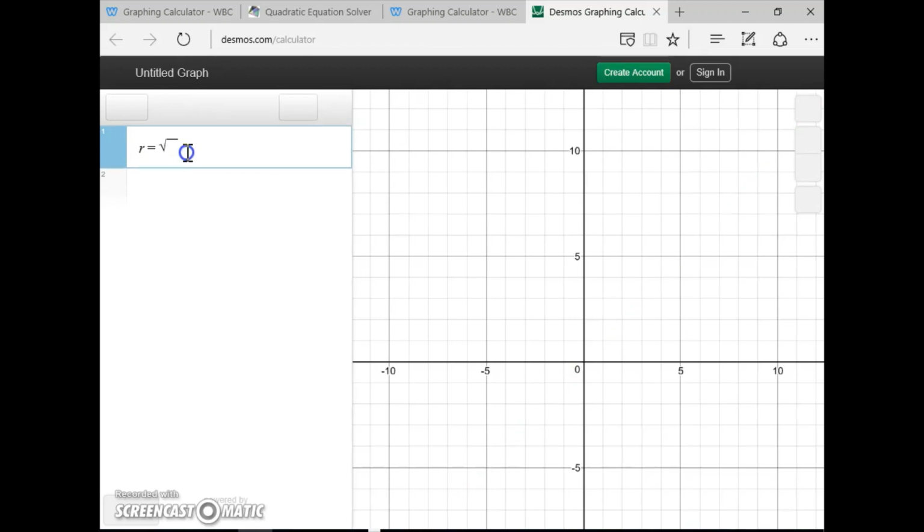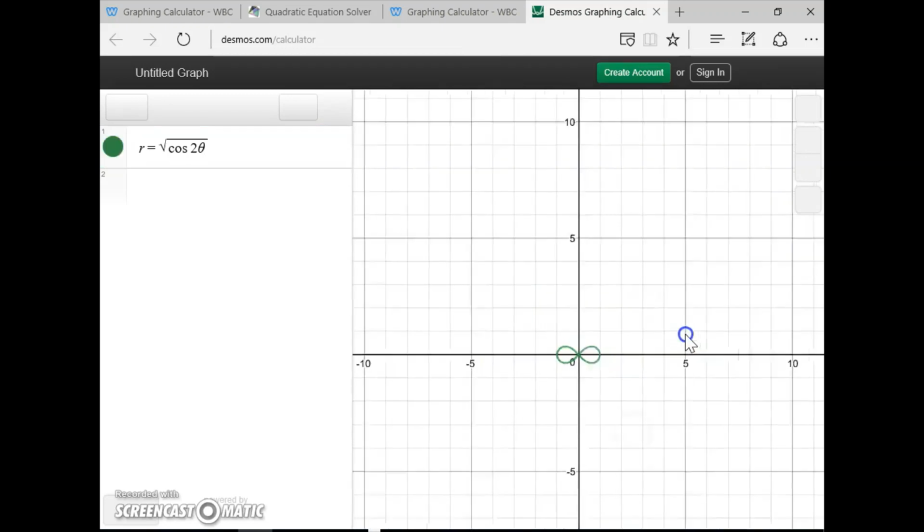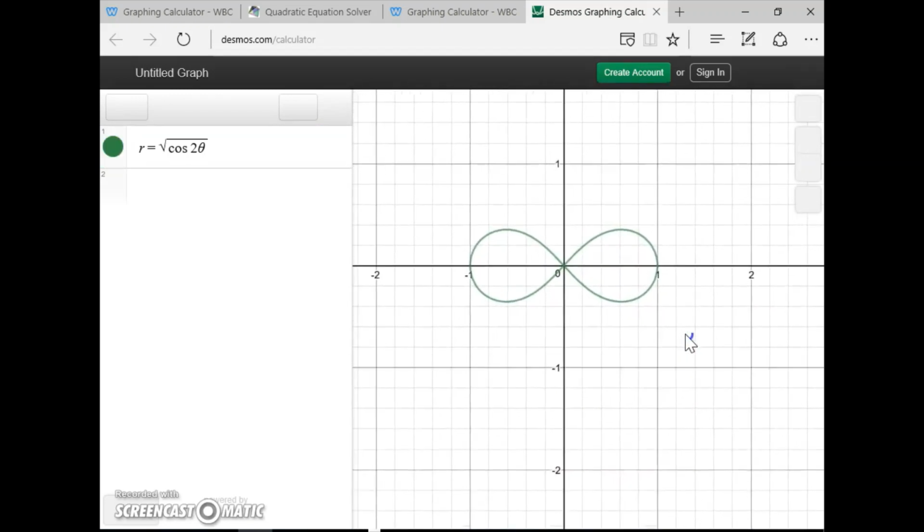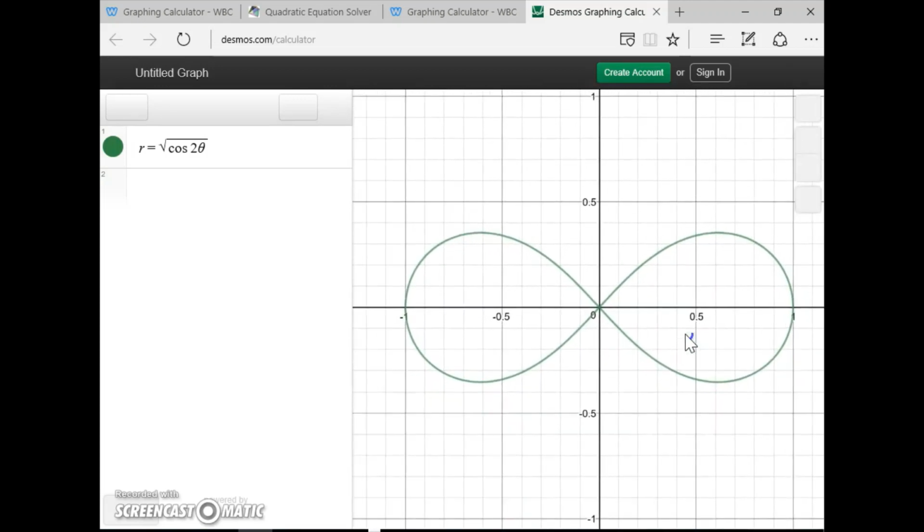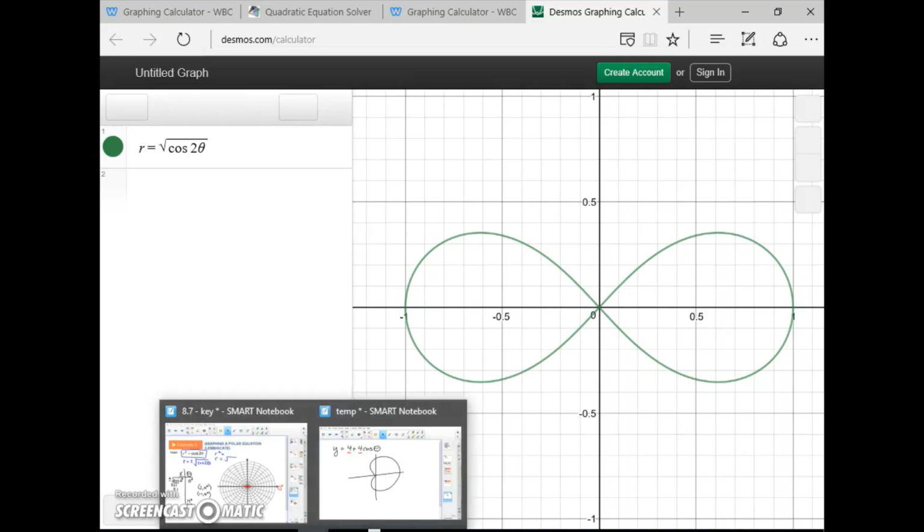SQRT is square root. Square root cosine theta. Okay. And maybe zoom in. There you've got a pretty good idea of what this looks like. Looks like an infinity symbol, kind of. Looks like a propeller or a bow tie. That's what that looks like.